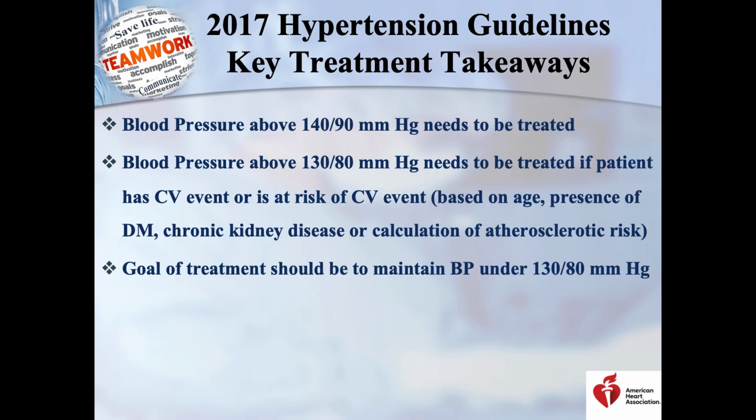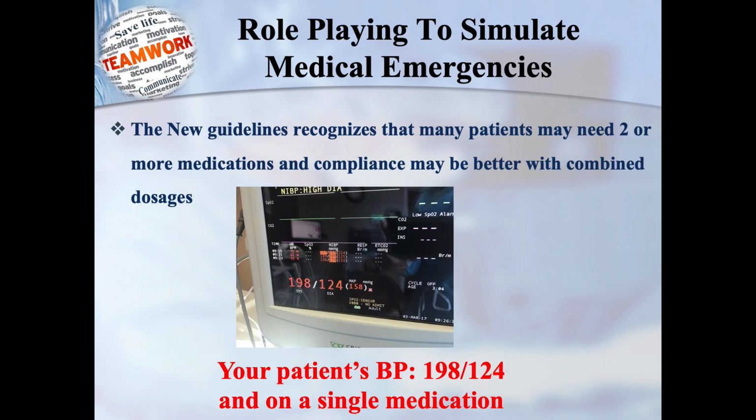The key treatment takeaway of the 2017 hypertension guidelines is that blood pressure above 140 over 90 needs to be treated. Blood pressure above 130 over 80 needs to be treated if the patient has a cardiovascular event or is at risk of a cardiovascular event based on age, presence of diabetes, chronic kidney disease, or calculation of the atherosclerotic risk. Goal of treatment should be to maintain blood pressure under 130 over 80.